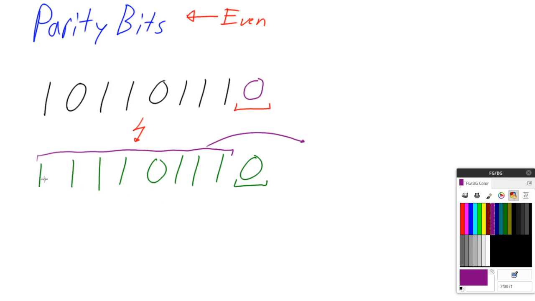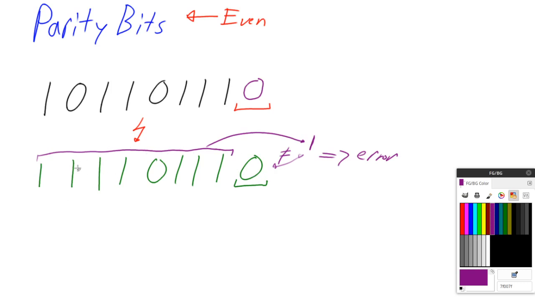And so I've got 1, 2, 3, 4, 5, 6, 7 ones. I have 7 ones. And so that means the parity bit should be 1 if we're using even parity. And then we compare our calculated parity bit to our received parity bit, and we see that they are not equal. And so therefore, this indicates an error.